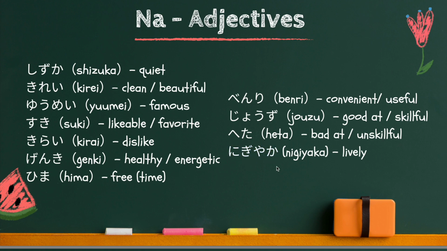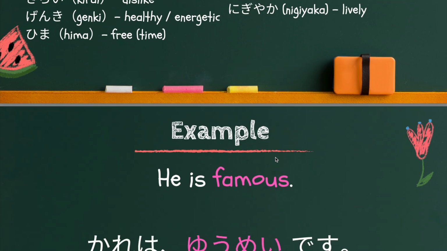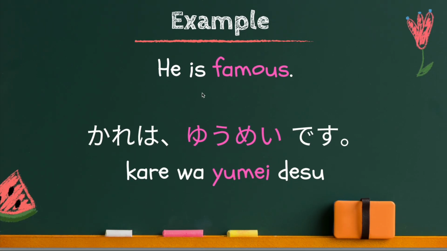So now let's look at an example of how you can use this na-adjective. He is famous. 彼は有名です. It's a simple X is Y grammar format. Famous is yuumei, it's na-adjective. So even if it's i-adjective or na-adjective, how you can use it in X is Y sentence is the same.